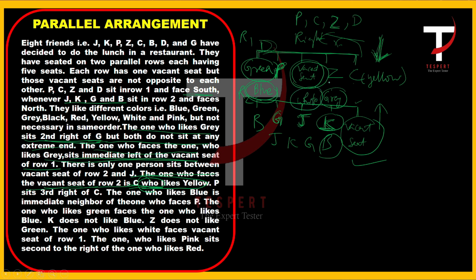And the one who likes pink sits second to the right of the one who likes red. So if we consider row 1, P is second to the right of Z. So P likes pink and Z likes red. What is left? G. So G must like black.